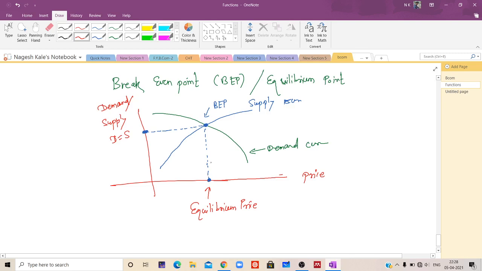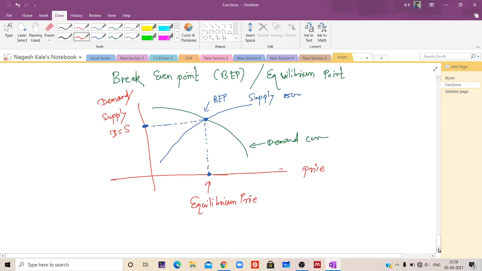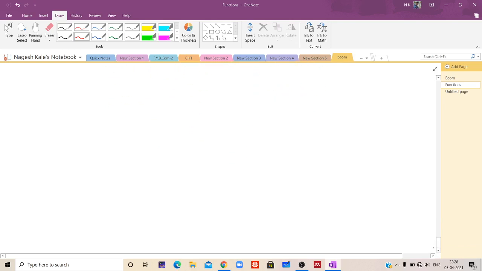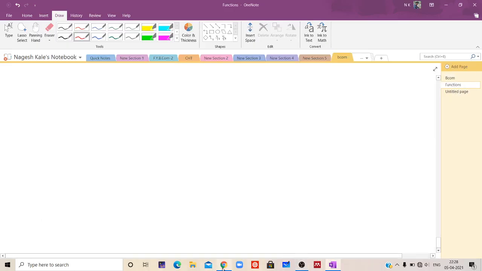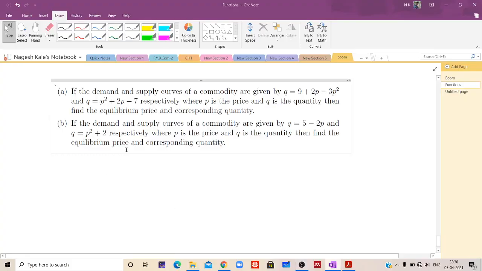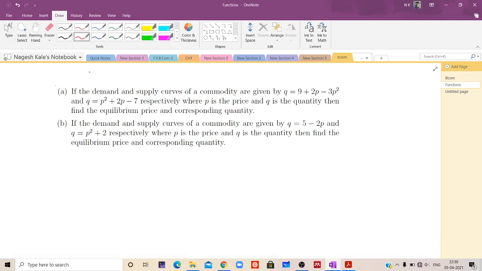Okay, so I will now take some examples and show you how we can find these break-even points and equilibrium prices. Here I have taken two examples for the discussion. The first example is that demand and supply curves are given to you and we have to find out the equilibrium price and the corresponding quantity, right? Now we will try to solve the first question.